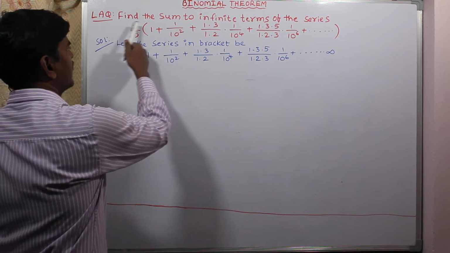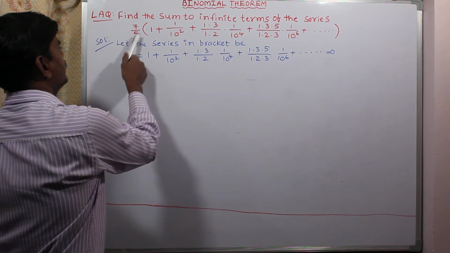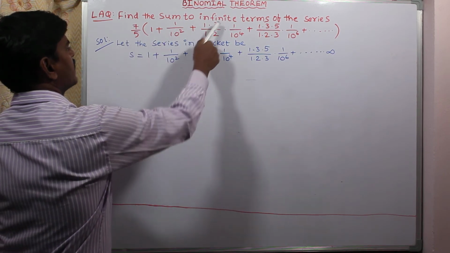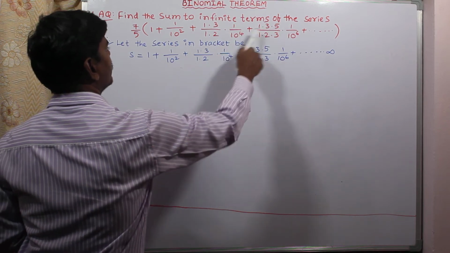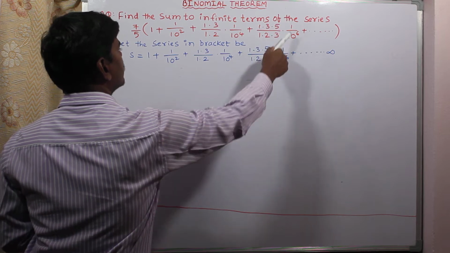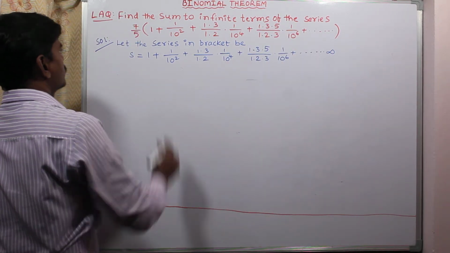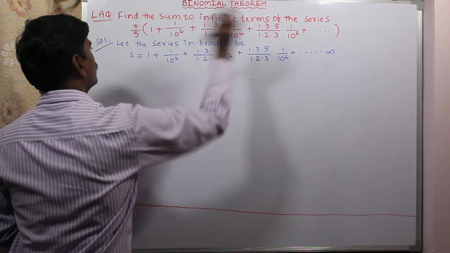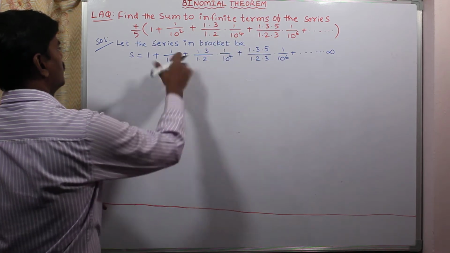Let us see the question. Find the sum to infinite terms of the series 7 by 5 into [1 plus 1 by 10 square plus 1 into 3 by 1 into 2 into 1 by 10 power 4 plus 1 into 3 into 5 by 1 into 2 into 3 into 1 by 10 power 6 plus] and so on up to infinity. So before we find the value of the whole series, let me consider the bracket expression, so that you can feel it is easy.